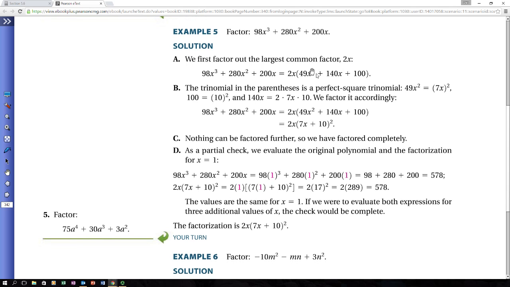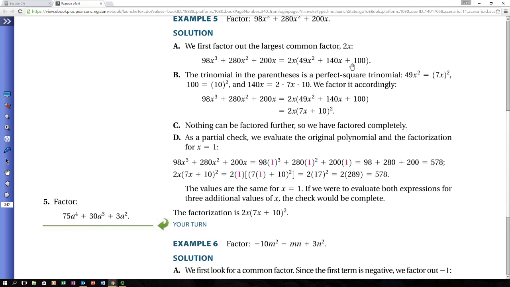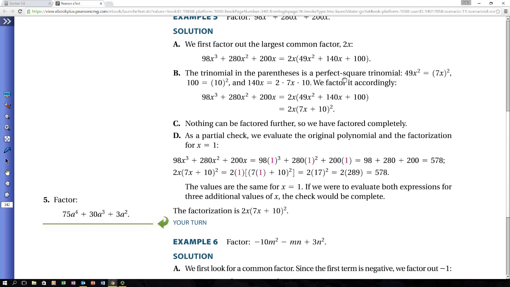So what we find is that the common factor is 2x. You take that common factor out. Now I have 2x times this trinomial as a result here. So I don't look for difference of squares. I don't have to look for sum of cubes. I don't have to look for difference of cubes. But I do want to look for perfect square trinomial first. And in this case it is.